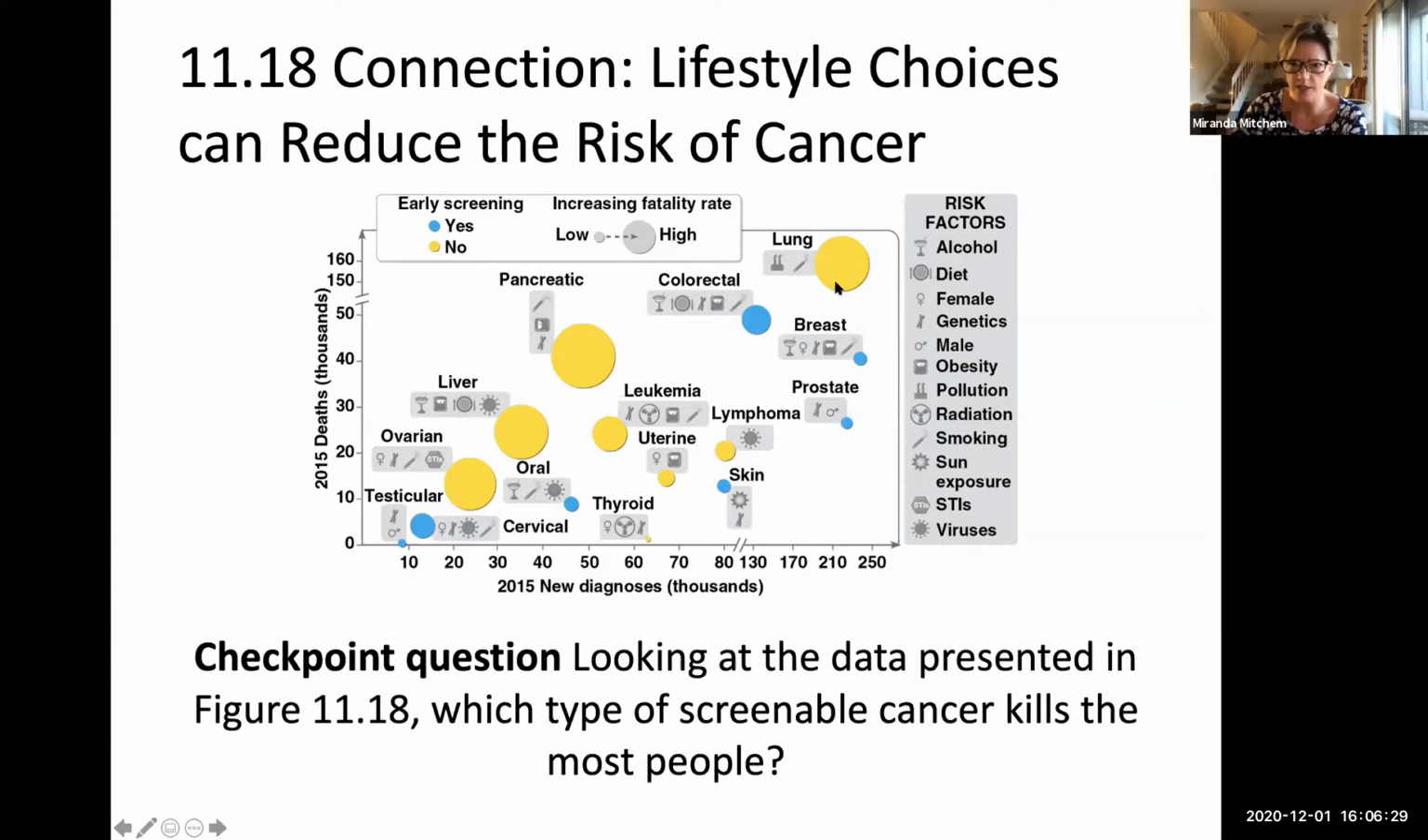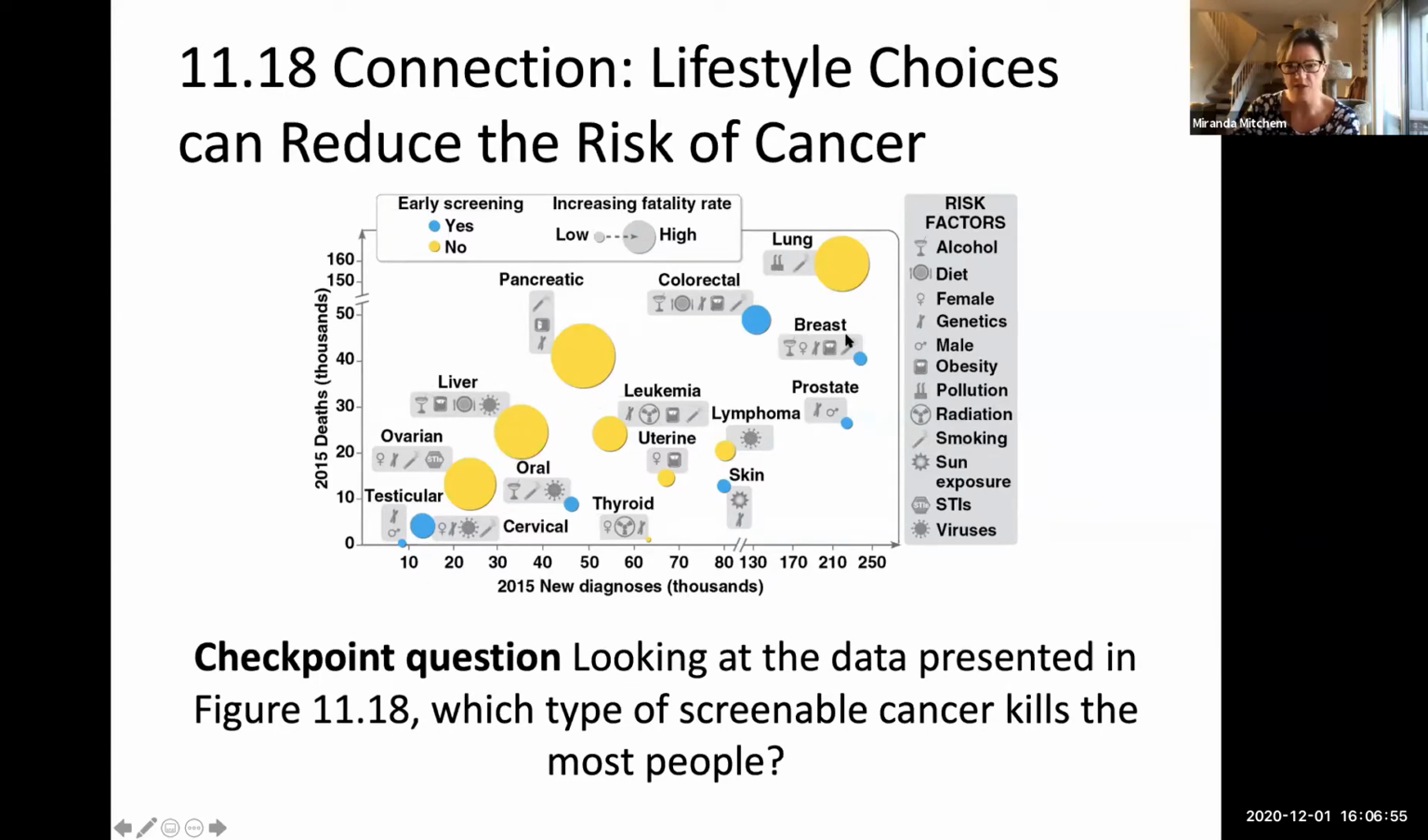Look at lung disease. So our risk factors here are smoking and then pollution. And it does not have a mechanism for early screening either, and is associated with the highest number of new cases as well as the most deaths. Liver cancer is right over here.